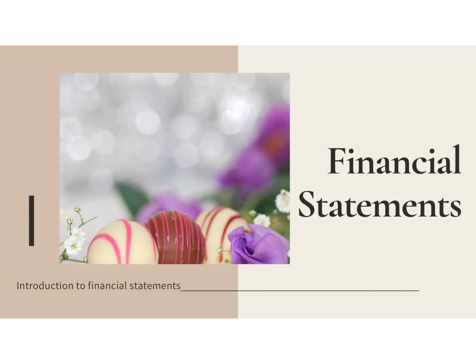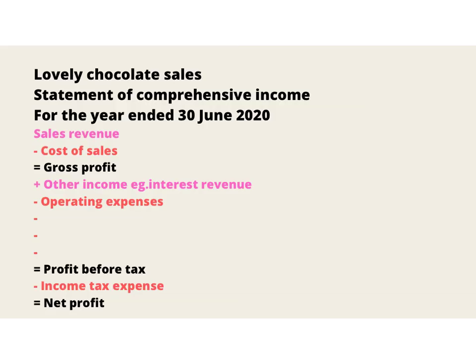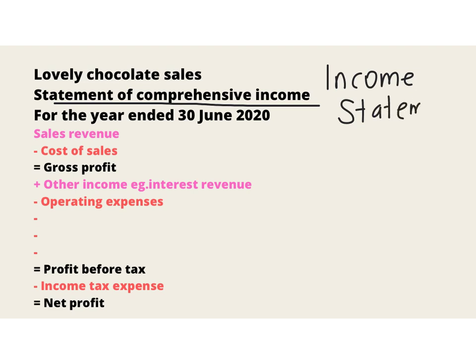The financial statements of a business communicate how the business is going. The first statement that we prepare is called the Statement of Comprehensive Income. This is also known as the income statement. The income statement is very important because it shows you the net profit of the business. The net profit is how much the business has earned during the period of time. This shows the performance of the business.